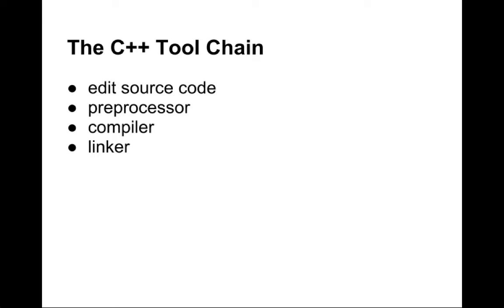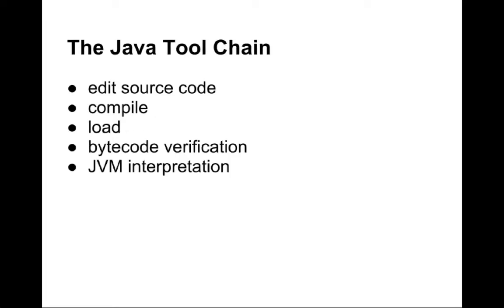I summarized it before by saying we have these .cpp files, and they get sent to the compiler, and the compiler spits out an executable. And that's the short version. The somewhat longer version has the preprocessor and the linker. Now, the toolchain in Java is a little bit different.